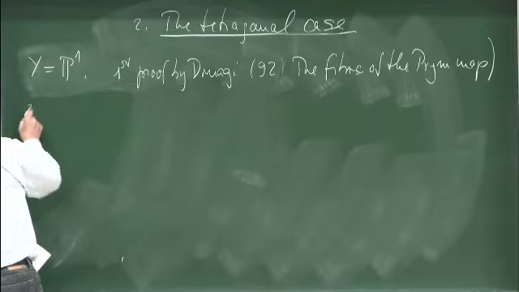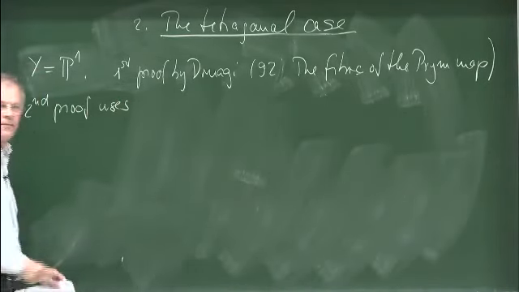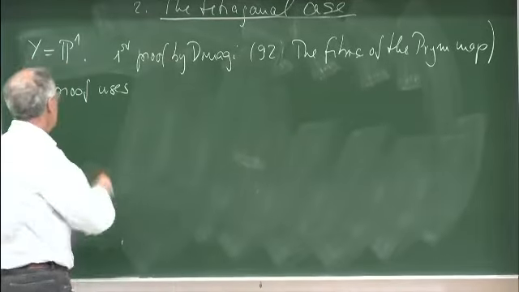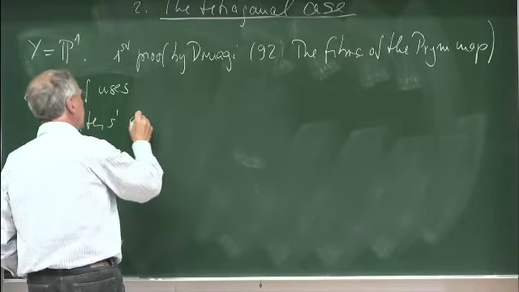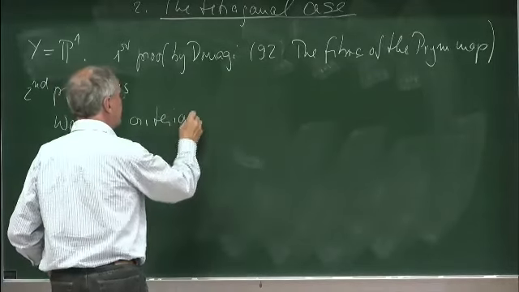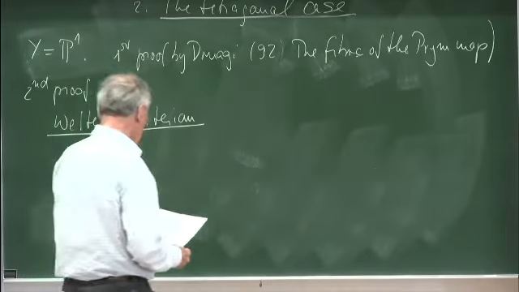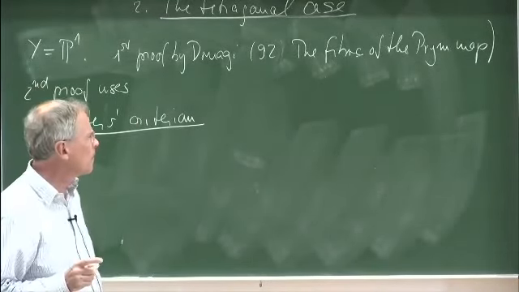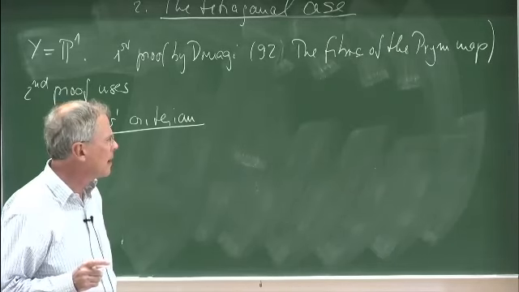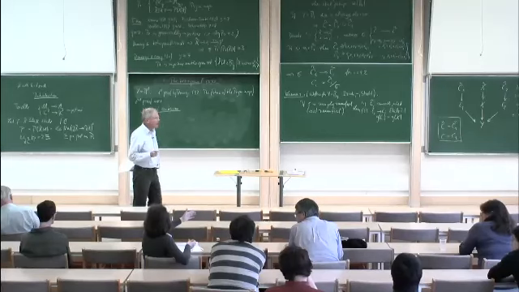So the second proof uses, first of all, Welters criterion. I will write down Welters criterion. This is just a translation into curves by Poincaré duality. There is a natural map from the Prym of C tilde over C to the Prym of X tilde over X.